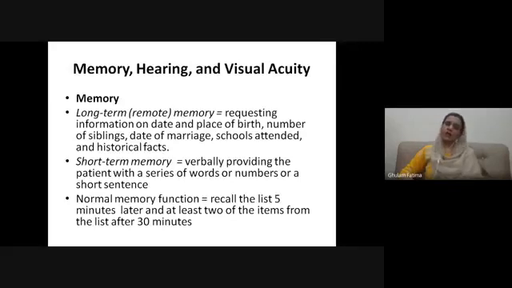And you will again ask the patient to recall after half an hour, and if the patient can remember at least two of the items from the list, even if he forgets the others, then his memory is functioning normally. So this is how we can check the long-term memory and short-term memory of the patient.